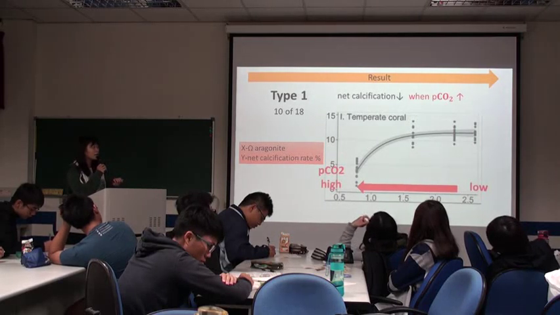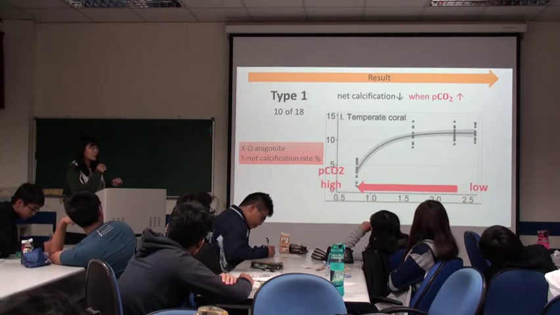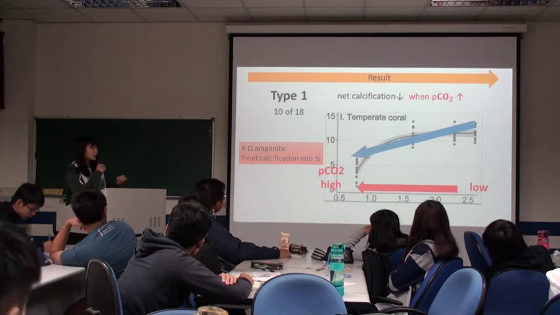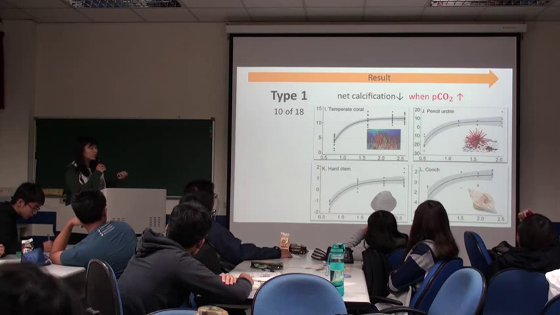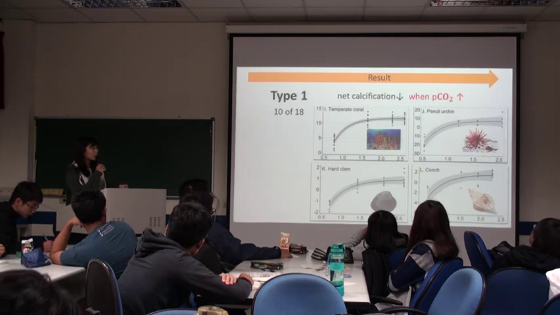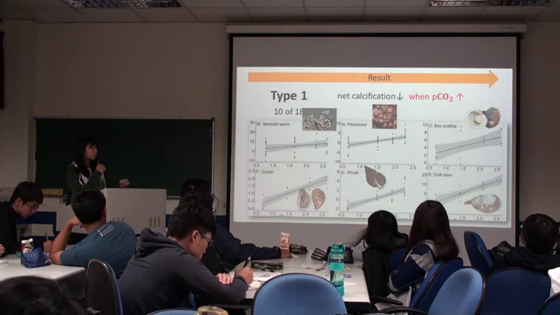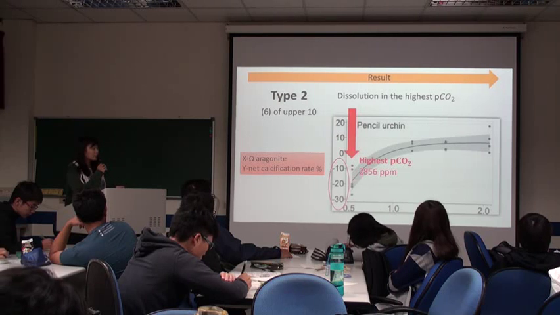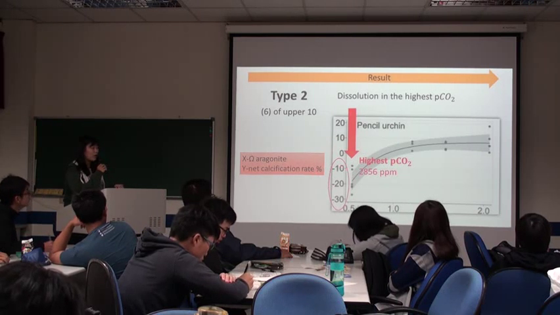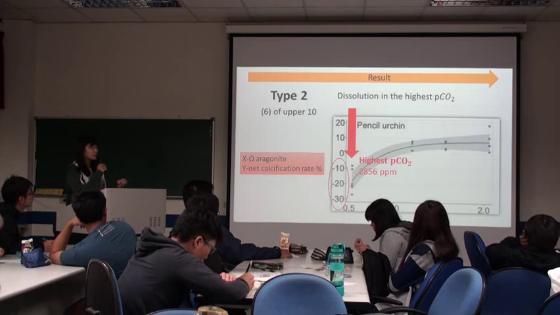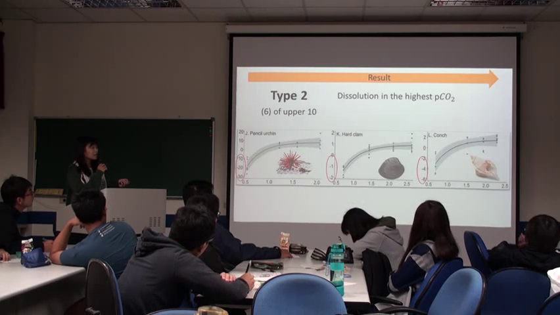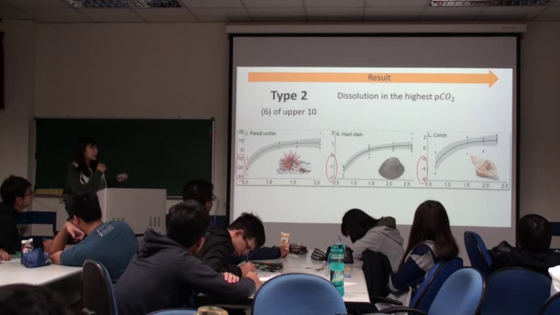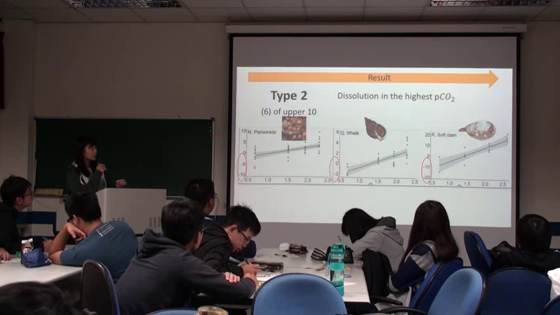Type 1 is when the pressure of CO2 increases, the net calcification decreases, just like this. There are 10 species belonging to type 1. Type 2 shows dissolution at the highest pressure. We can see that under the highest pressure, the value of y is negative, which is dissolution. There are 6 species of the upper 10 species belonging to type 2.